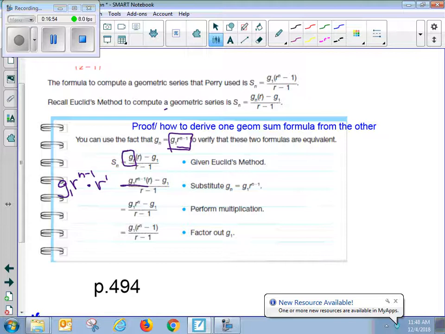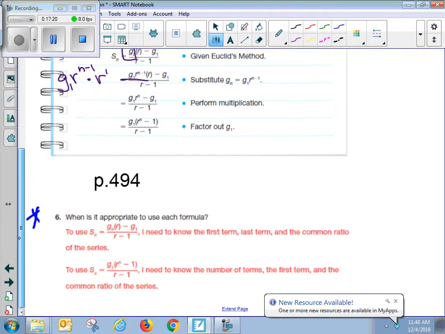Like base multiplication, you add your exponents, right? So negative and positive 1 are going to cancel. That leaves you with the r to the n that's right here. And then all they did was they factored out the G sub 1. Okay? So they went from one form to the other just by doing some basic steps, substitution and multiplication, and then factoring. And again, that's in your textbook.